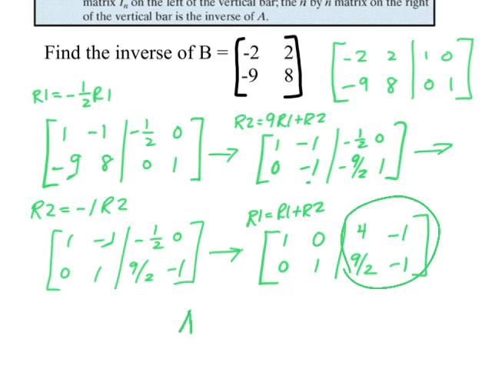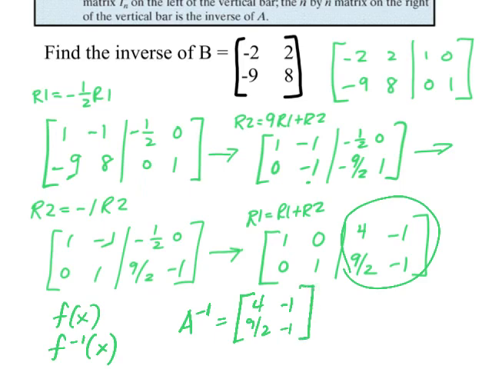And remember the inverse notation. I didn't bring this up before, but it's like to the negative 1 power is how we represent an inverse. Remember, if you have function x, this is your inverse function. So it's the same notation you've seen before. And it's 4, 9 halves, negative 1, negative 1.